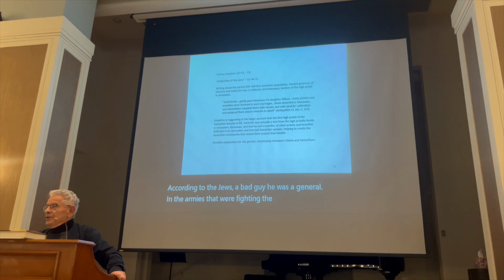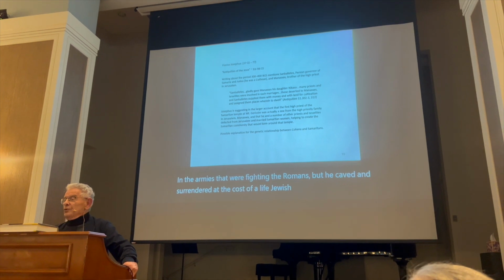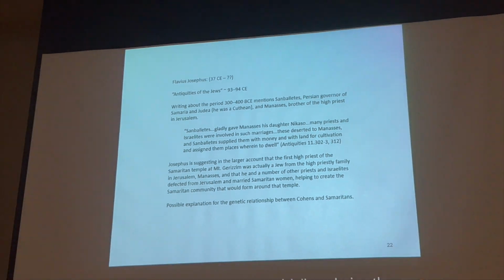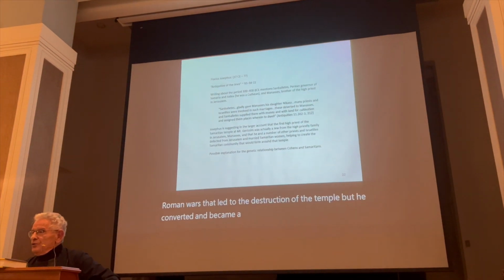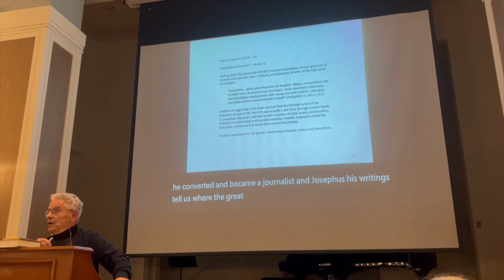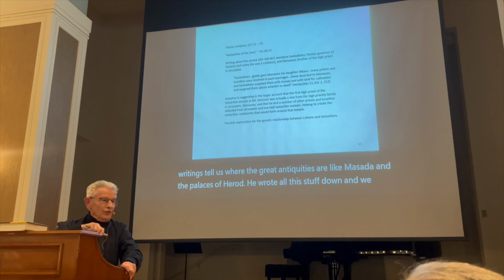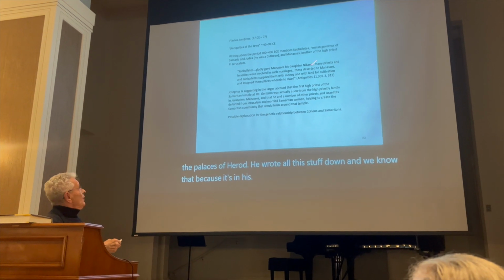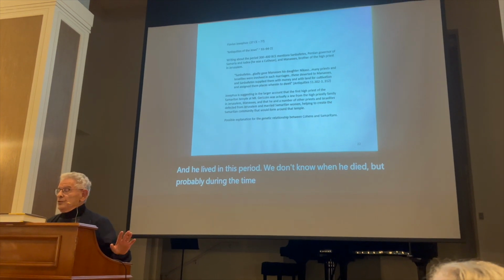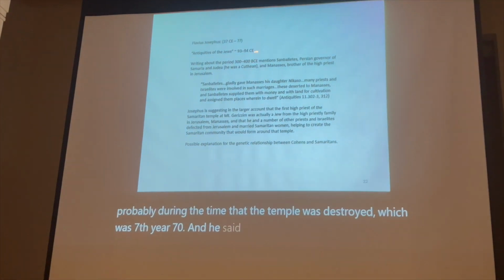But he caved and surrendered, at the cost of a lot of Jewish lives during the Roman wars that led to the destruction of the temple. But he converted and became a journalist. And Josephus, his writings tell us where the great antiquities are, like Masada and the palaces of Herod. He wrote all this stuff down, and we know that because it's in his writings. And he lived in this period. We don't know when he died, but probably during the time that the temple was destroyed, which is 70. And he said that he was writing about this period.